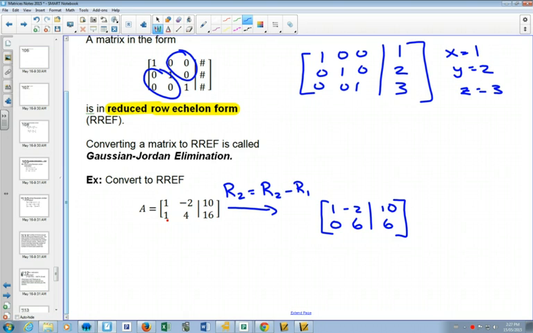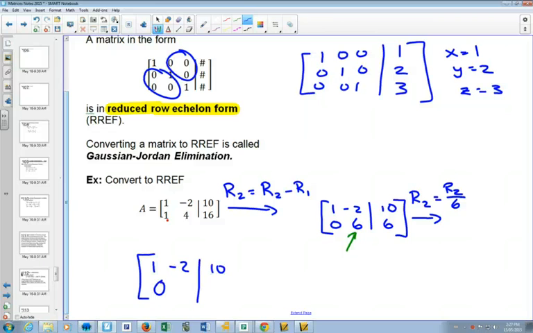Now, this is where we would have stopped in the other system and solved for it. In this system now, we're going to get this 6 to be a 1. How could I get that 6 to be a 1? Well, I'm going to take my row 2 and make it row 2 divided by 6. I'll write it down here. Row 1 didn't change. But now, when I take my row 2 and divide it by 6, I get a 1 in the bottom right-hand corner.